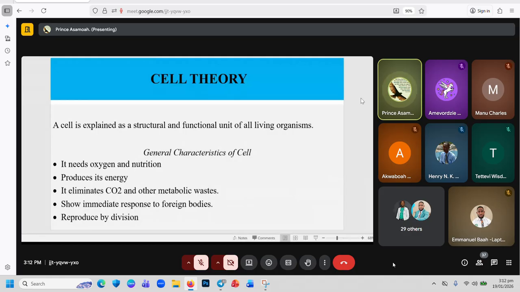It also shows immediate response to foreign bodies, and then it reproduces by division. Cells don't come from somewhere to add to your body.